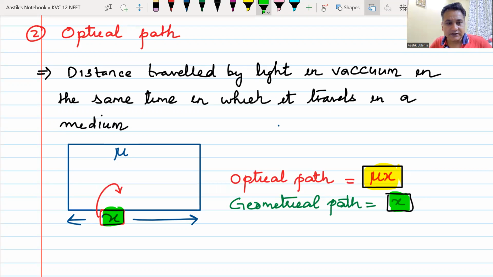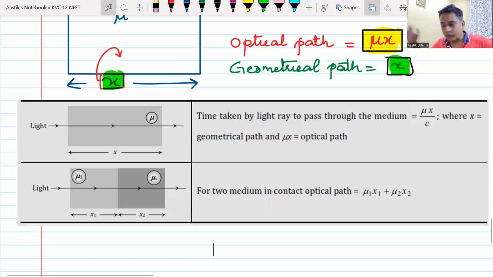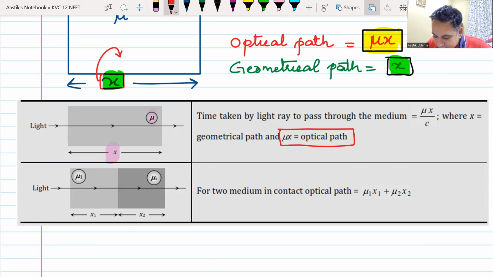and geometrical path, and I will show you a snapshot, a tabular form here, which explains the same thing. So here what I've explained is similar. You can see it travels a distance x in a medium of refractive index mu. The optical path is mu times x. This is the only thing that you need to remember. Optical path is mu x. The geometrical path is x.